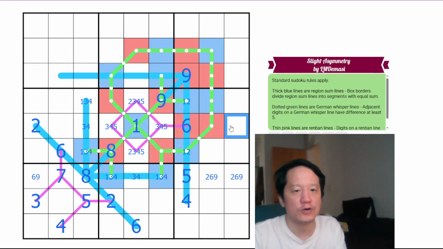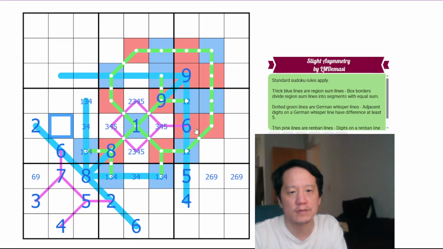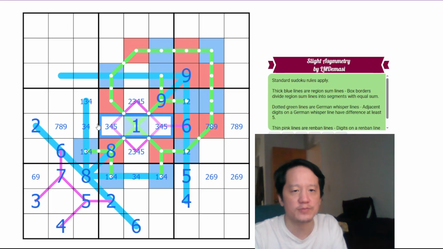Remaining digits in row 5 have to be 7, 8, and 9. Because of the 3, 4, 5 triplet in the row. And because this is 3, 4, 5, 5 cannot be one of these digits here. So the 5 has to be one of these 2 digits here.